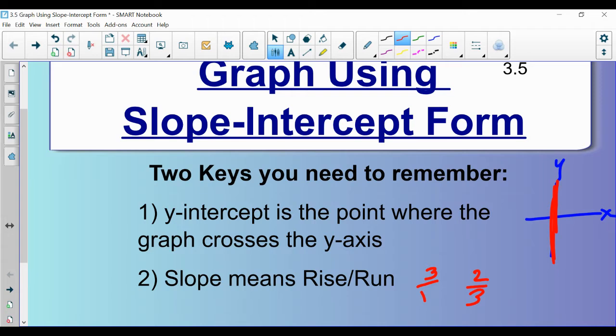Also keep in mind, if our slope is positive, a positive number like 3 over 1 or 2 over 3, these are both positive, the line, as you read it from left to right, should be going up. And if our slope is negative, as we read from left to right, our line should be going down. That's a really common mistake through Algebra 1 and even Algebra 2.